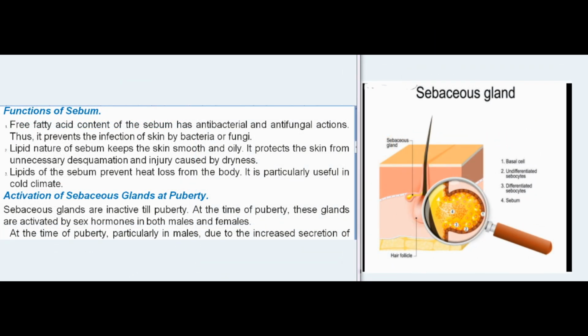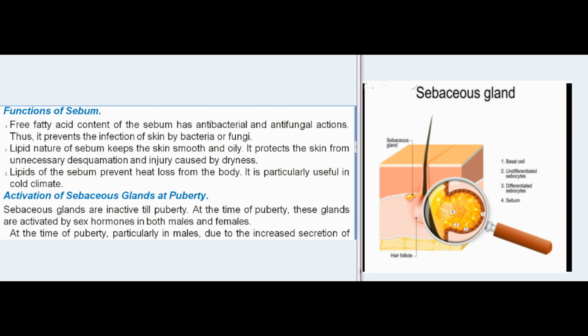Functions of sebum. Free fatty acid content of the sebum has antibacterial and antifungal actions. Thus, it prevents the infection of skin by bacteria or fungi. Lipid nature of sebum keeps the skin smooth and oily. It protects the skin from unnecessary desquamation and injury caused by dryness. Lipids of the sebum prevent heat loss from the body. It is particularly useful in cold climate.